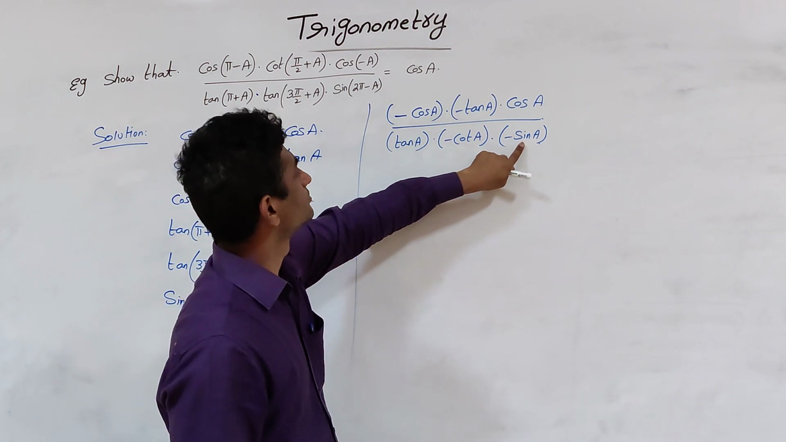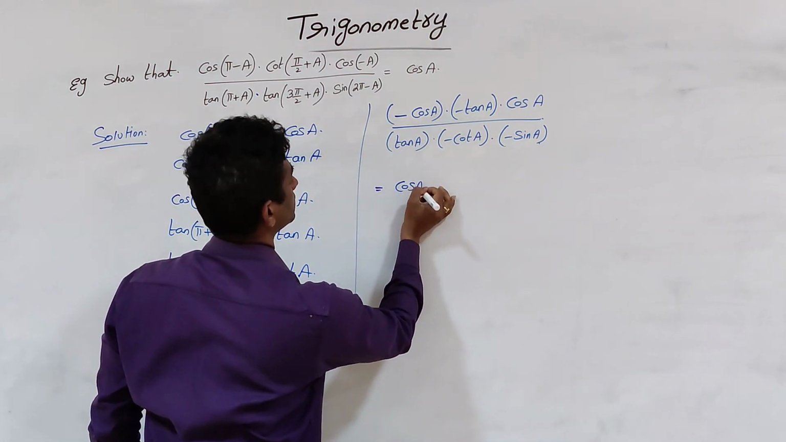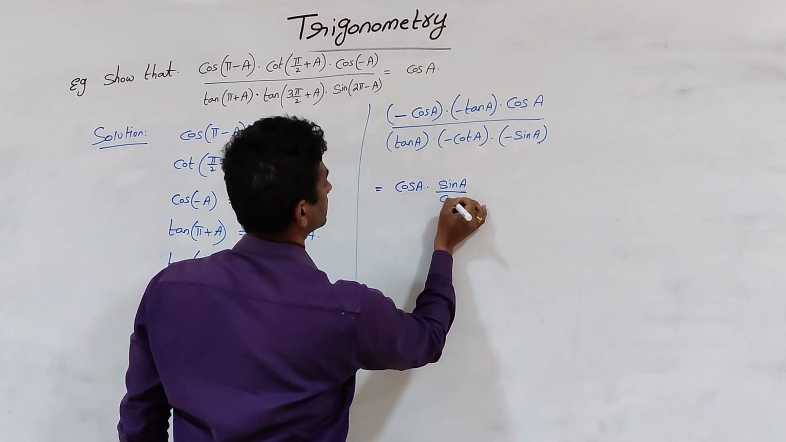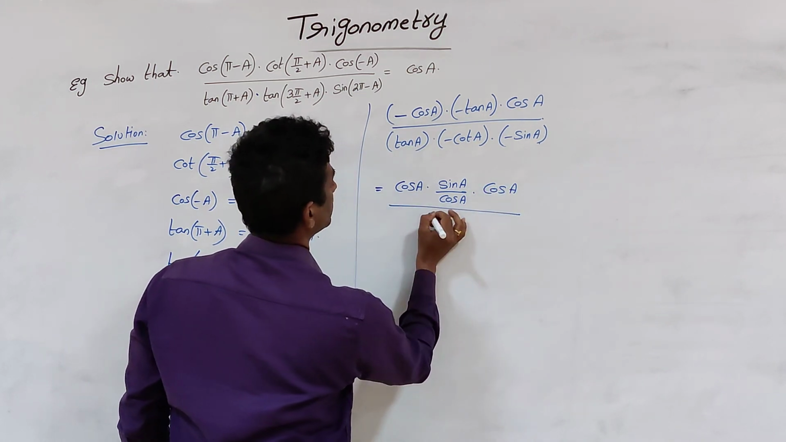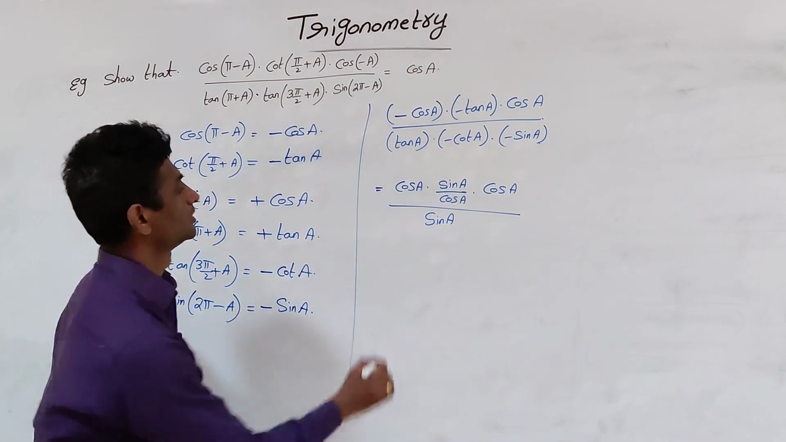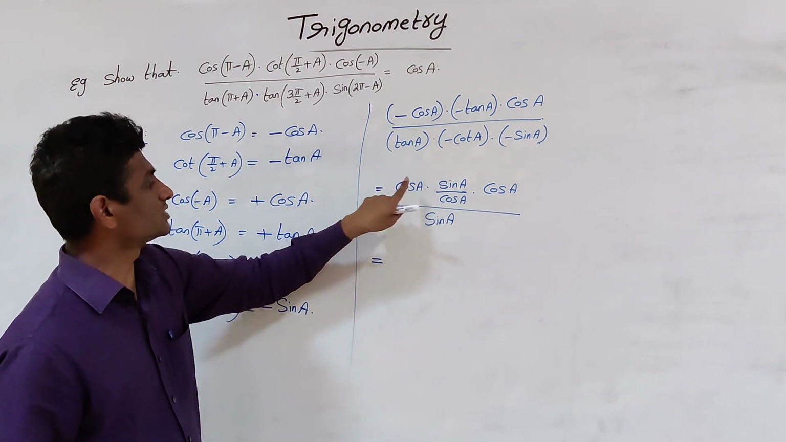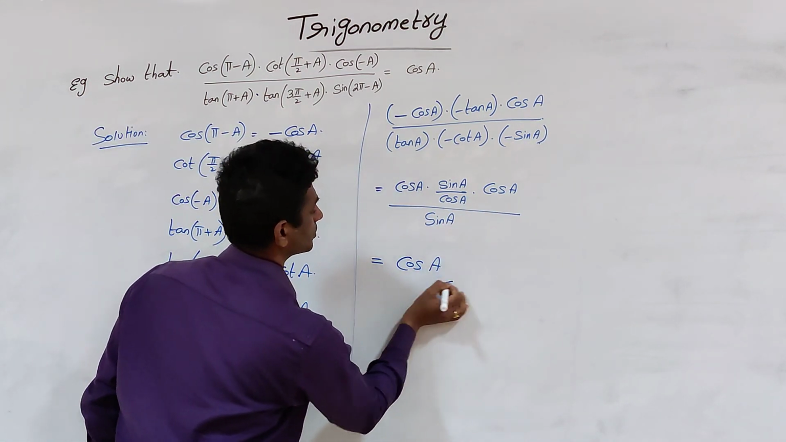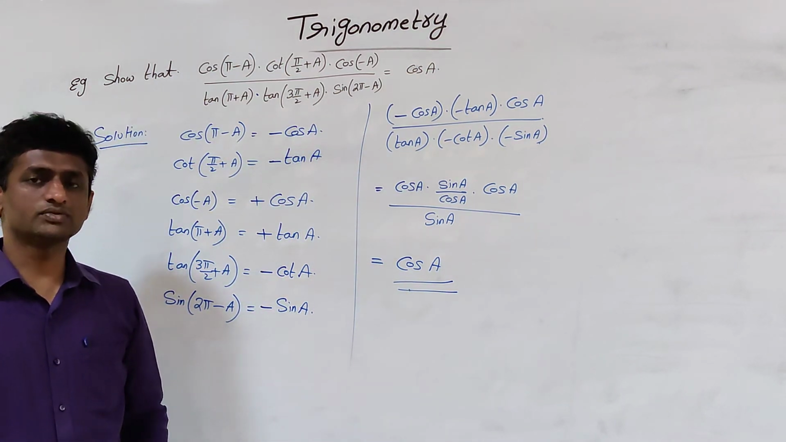So cos a, tan a means sin a by cos a, into cos a, into sin a will be there, as tan a and cot a will be 1. So if you still simplify, sin a will get cancelled, cos a also gets cancelled, so it will be left over with cos a. So that is the proof, and that will be RHS. Next problem.